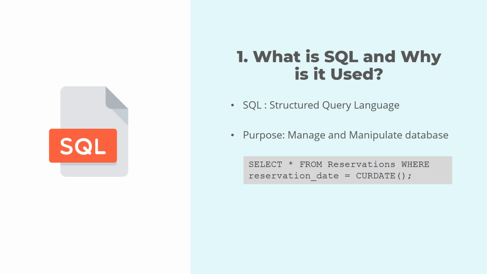Question number 1. What is SQL and why is it used? SQL, or Structured Query Language, is a powerful tool used to manage and manipulate data in relational databases. It helps retrieve, update, insert, and delete data efficiently. For Vegan Gardens, SQL enables management of reservations, customer details, and table availability.